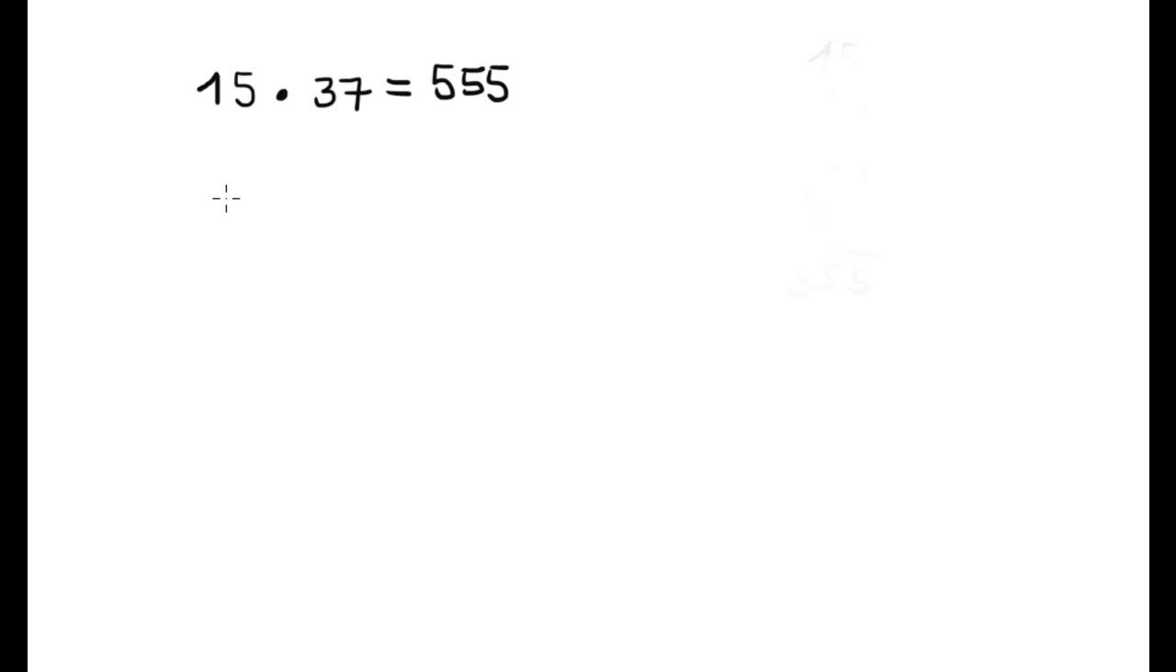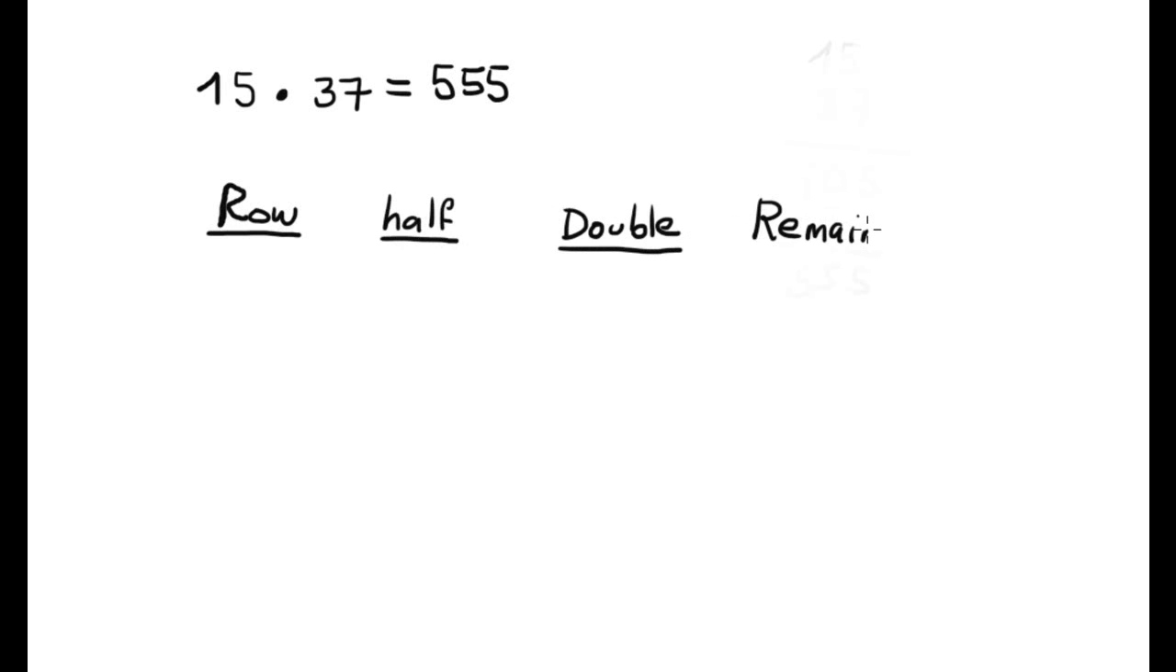Okay, let's do it by the Russian Peasant method. The organization is: you put a row here, you put the first number, and one column is called half, another column is called double, and another column is called remainder. In row 0, I take 15 or 37, it doesn't matter which you take, and copy 37 here, and start dividing by 2.